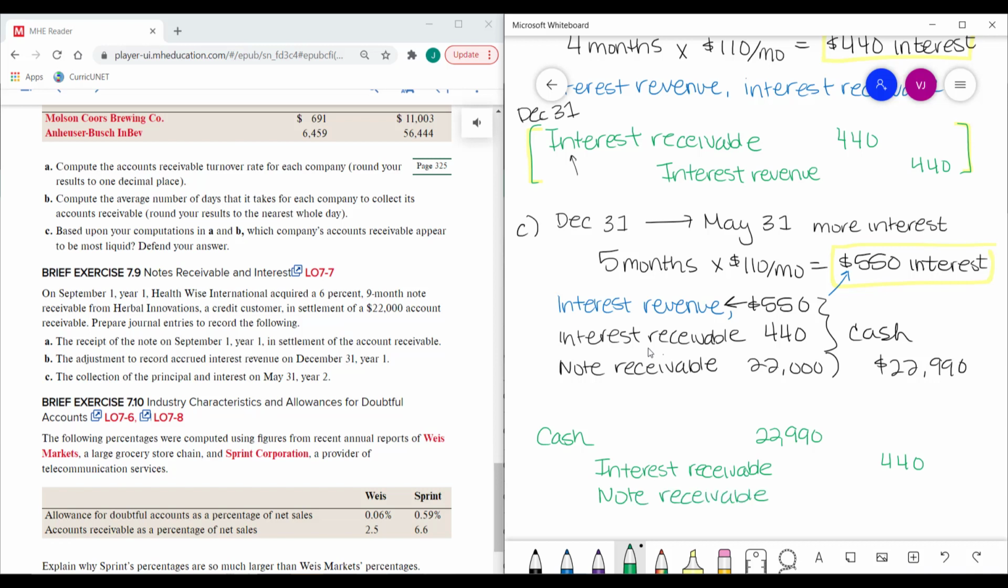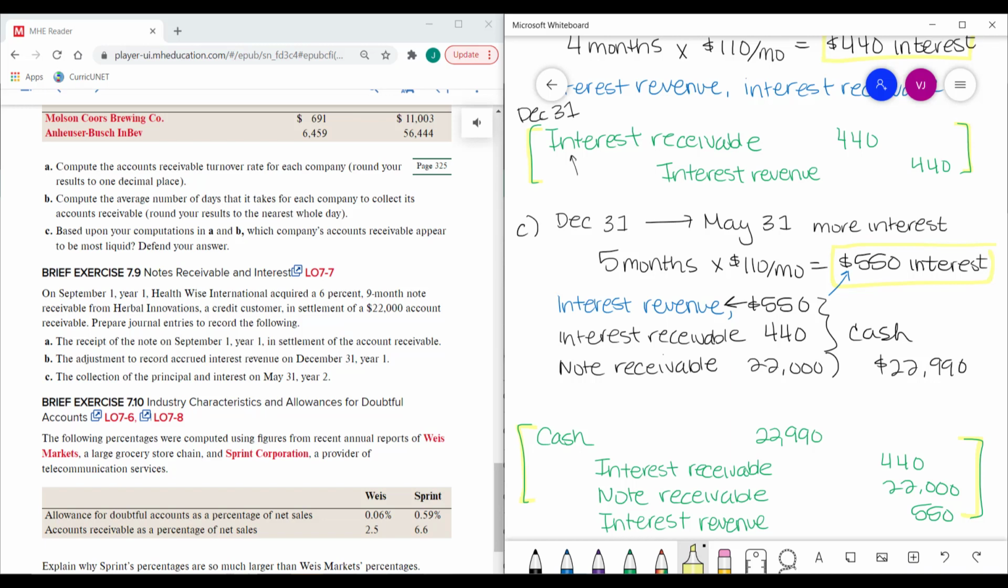If it's being paid back, they don't owe it anymore. So I'll credit the note receivable for $22,000. And then I also need to further record that interest revenue that refers to the last 5 months. So there's interest revenue of $550 that needs to be recorded as well with the credit. So debit cash for the total amount received, and that total amount of cash received, part of it is interest revenue for these last 5 months. Part of it is the interest receivable from the previous 4 months, and a large chunk of it is the note receivable, just the principal amount of the loan that we made to the client.